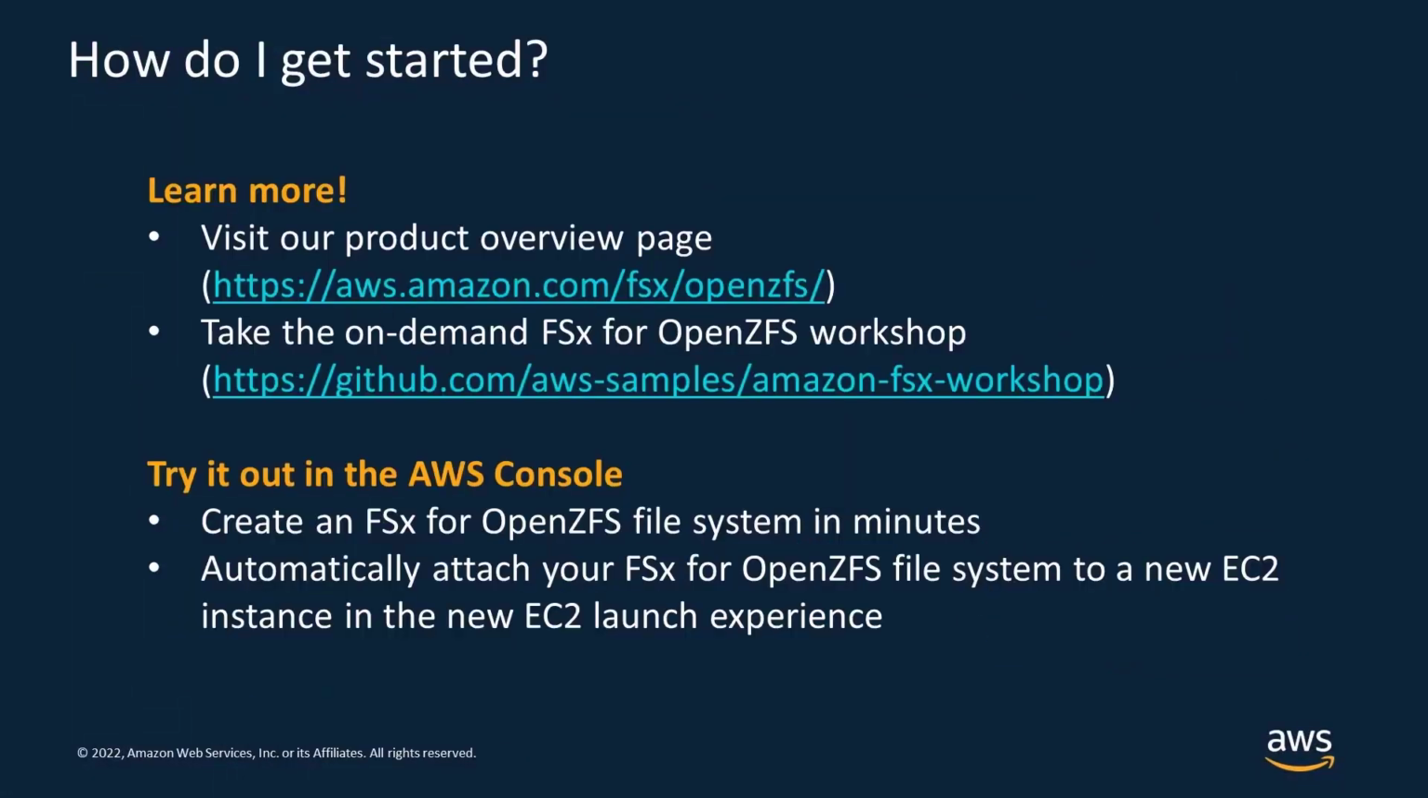And so I wanted to close with a few thoughts on how you could get started. First, you can learn more. You can visit our product overview page on the AWS website, or you can take the on-demand FSx for OpenZFS workshop on GitHub, where we guide you through a couple of common workflows for working with FSx for OpenZFS. Second, you could roll your sleeves up and just try it out for yourself in the AWS console. As you saw in the demo, you can create an FSx for OpenZFS file system in just minutes. And you can also automatically attach these file systems to EC2 instances that you create in the new EC2 launch experience.